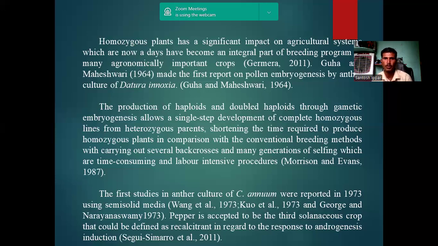Means the first part is development of haploid plants, and then we have to diploidize it from haploid to double haploid or homozygous plant. Here, the production of haploids and double haploids through gametic embryogenesis allows single-step development of complete homozygous lines from heterozygous parents, shortening the time required to produce homozygous plants in comparison with conventional breeding methods, with carrying out several backcrosses and many generations of selfing, which are time-consuming and labor-intensive procedures.